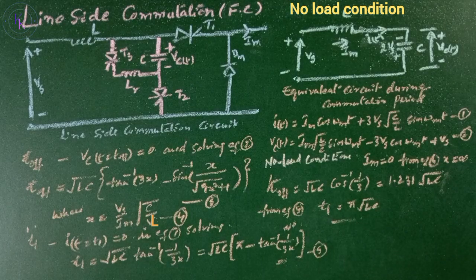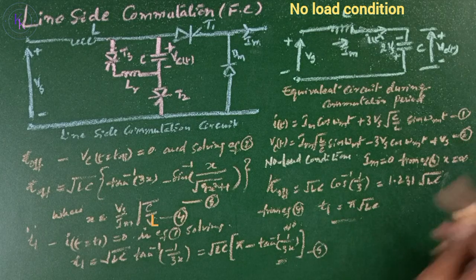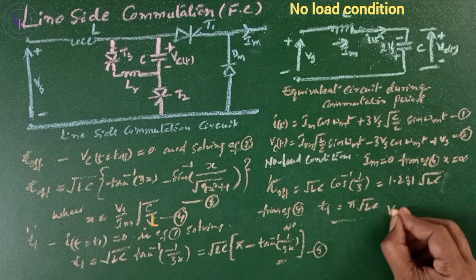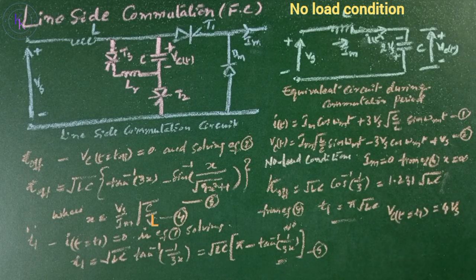Now, if Im equals 0 and t1 equals this value, the capacitor voltage from equation number 2 will be Vc at t equals t1 equals 4Vs, and there will be continuous buildup of capacitor voltage. To limit the overcharging of the capacitor, the inductor L in the main circuit is normally replaced by an energy recovery transformer and a diode as shown.